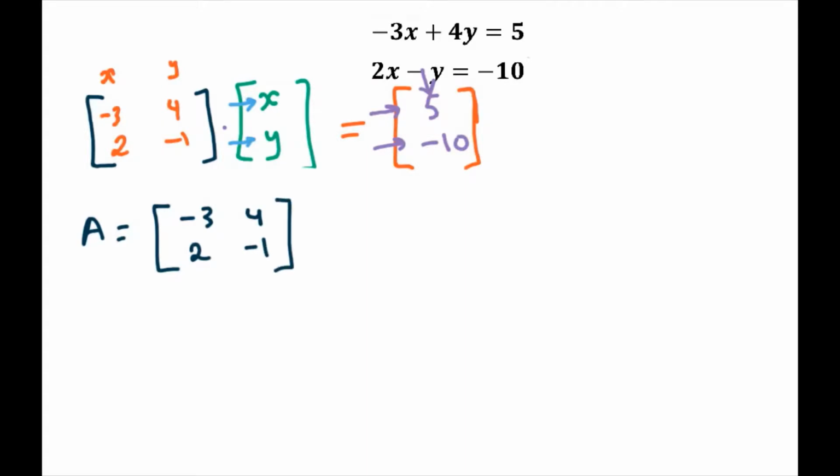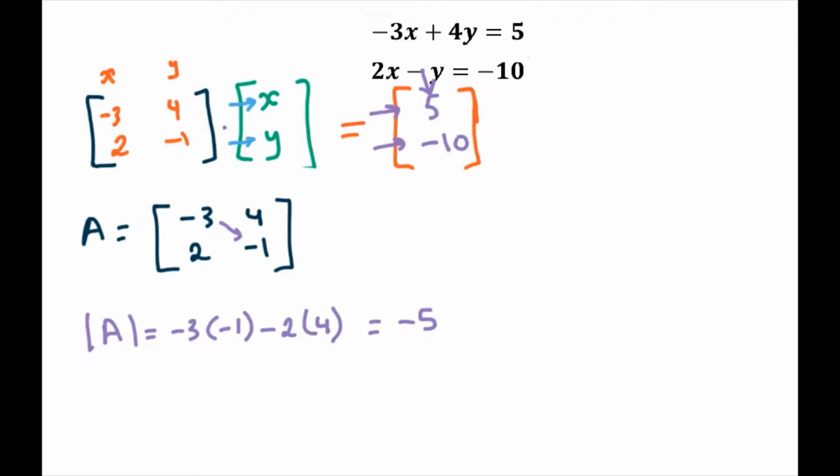I will find the inverse of this matrix. So I need to find the determinant first, which is -3 times -1 minus 2 times 4. And that's going to be 3 minus 8, which is going to be -5, right?